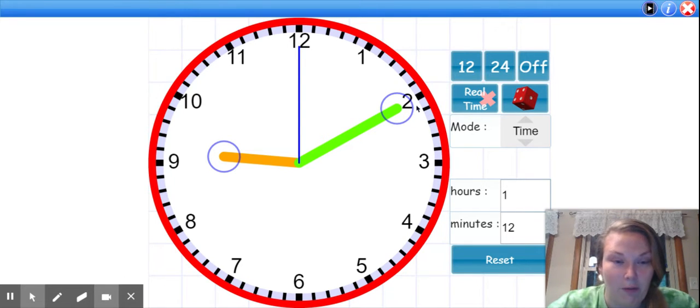Those words you're going to want to get really familiar with because sometimes a question might ask you, what is 30 past, what is 8:30 o'clock? And you would say, oh, that's 8:30.